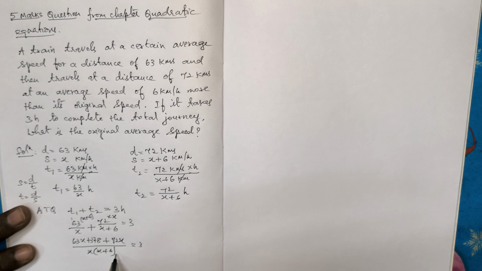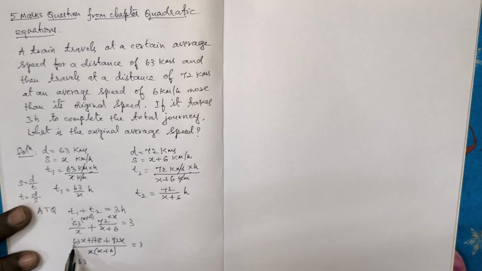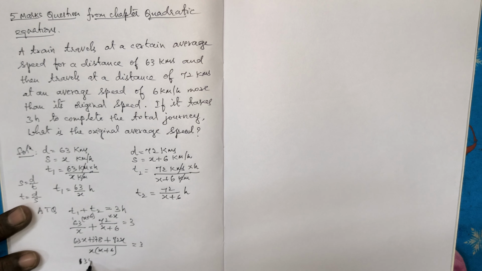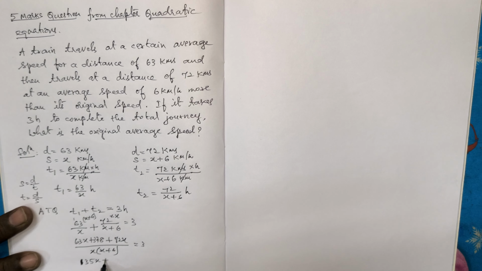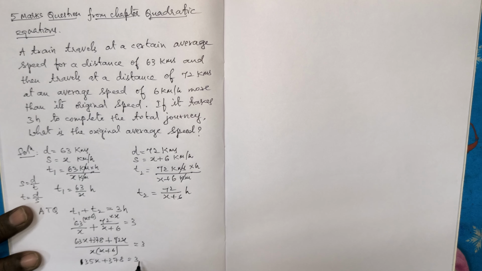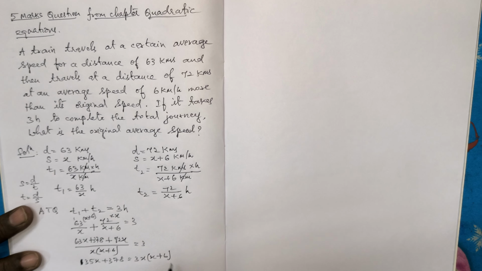Now transpose this denominator to that side. 63x plus 72x is 135x. So 135x plus 378 is equal to 3 into x plus 6.